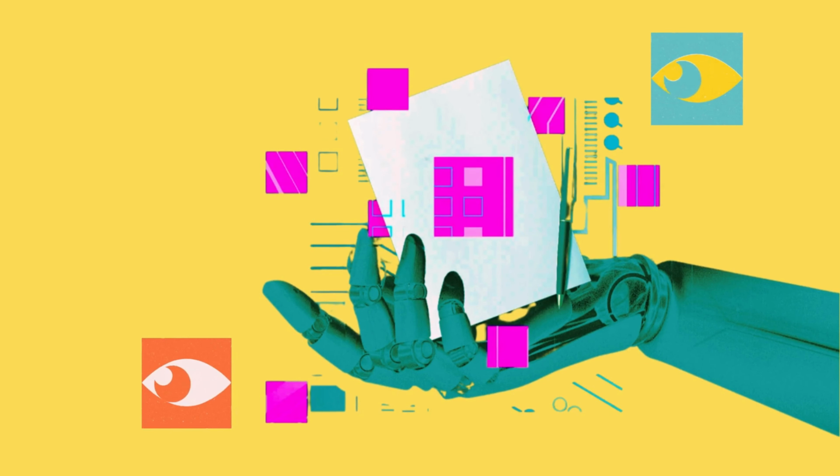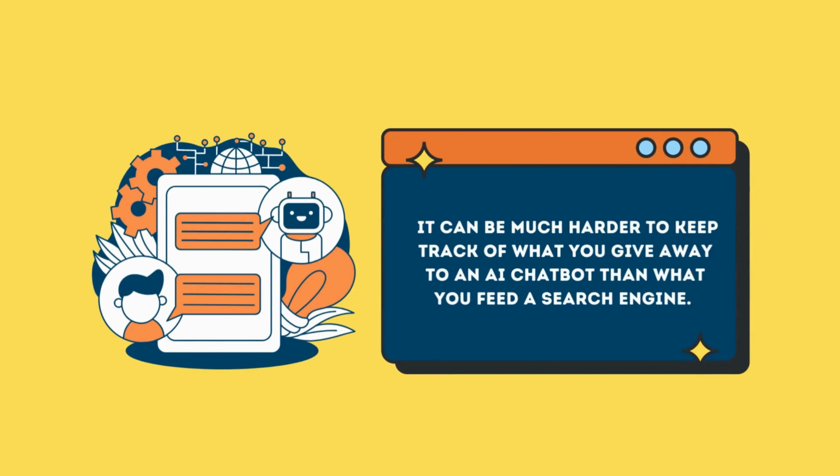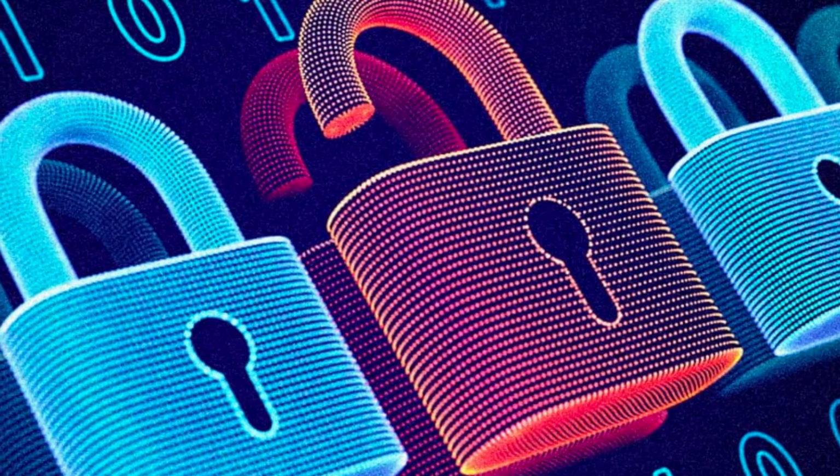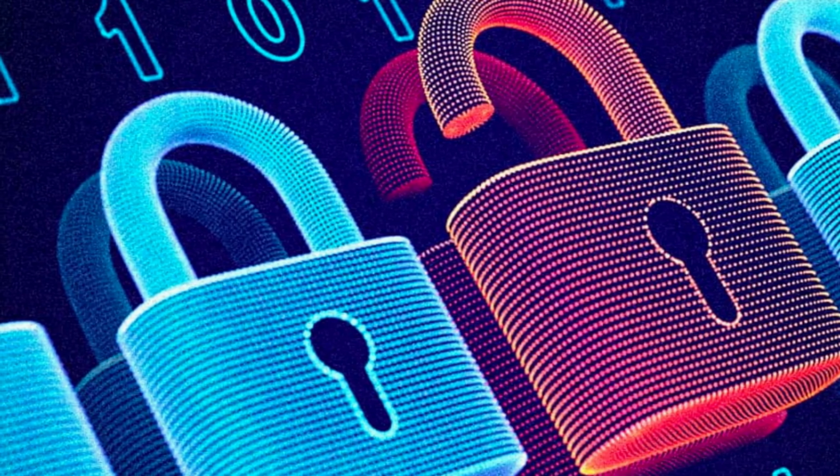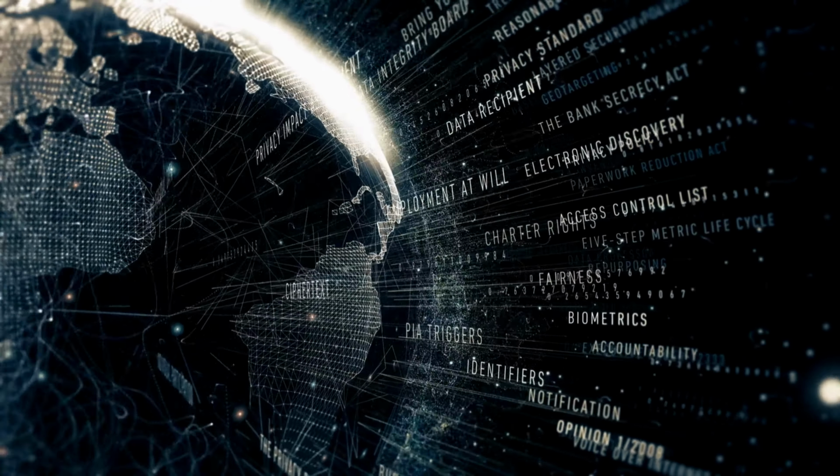So, as you can imagine, generative AI is a slippery slope when it comes to privacy. So, the next time you use ChatGPT, remember that it can be much harder to keep track of the type of information that you unintentionally give away to a chatbot than what you feed a search engine. But what can be done to protect our privacy when AI technologies are at play?